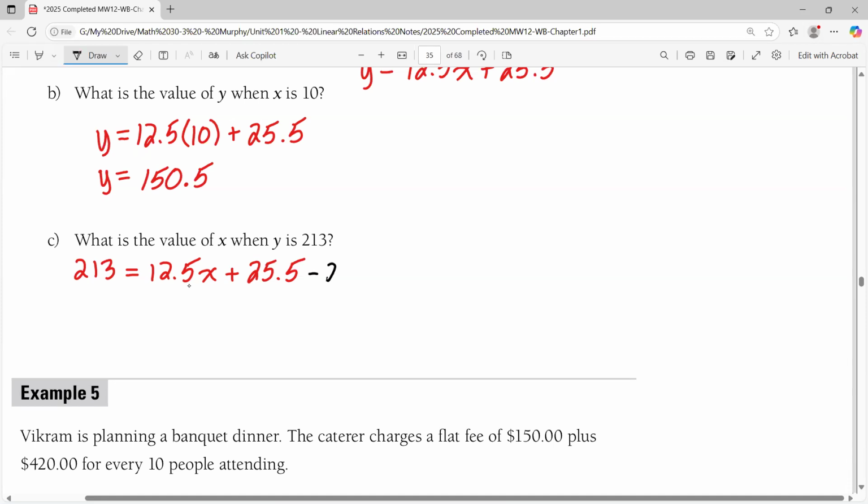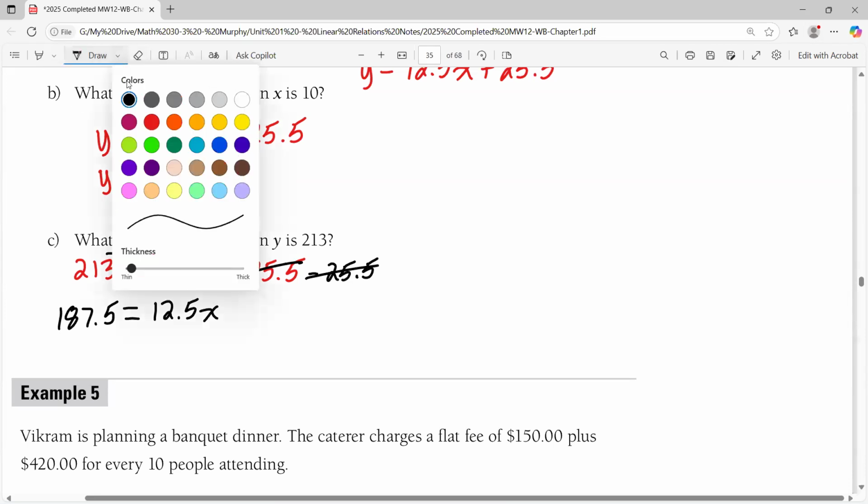So we're going to subtract 25.5 because that's the opposite operation on both sides. So we're going to minus 25.5 from 213. So that gets rid of this. And you end up with 12.5x over here. And then you go 213 minus 25.5, and you get 187.5.